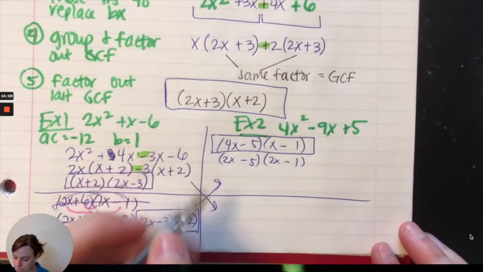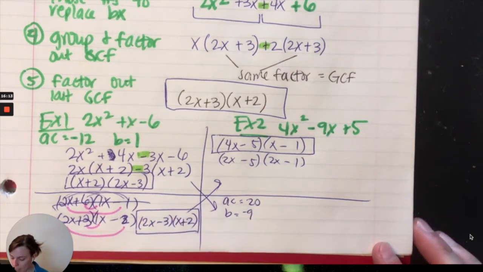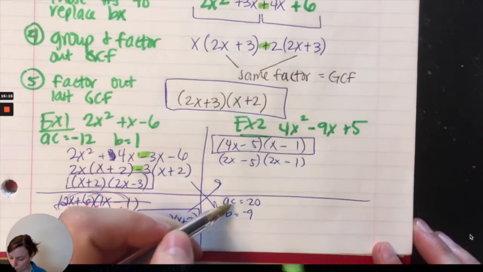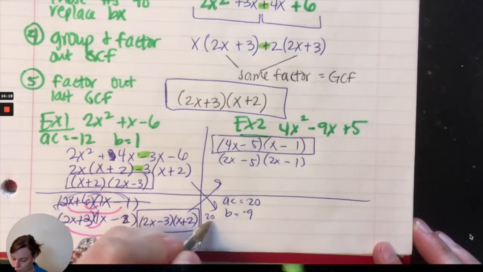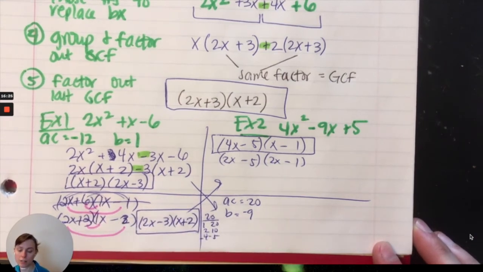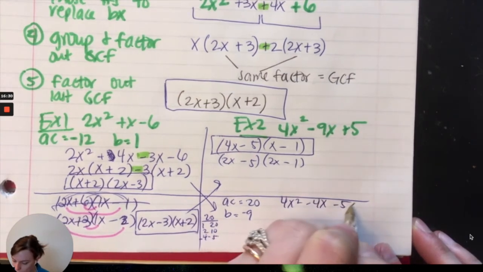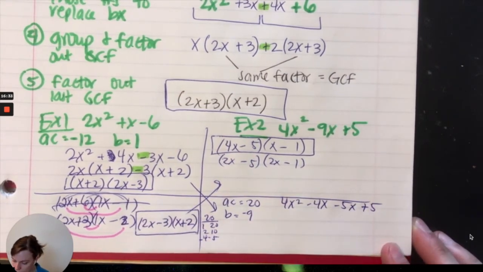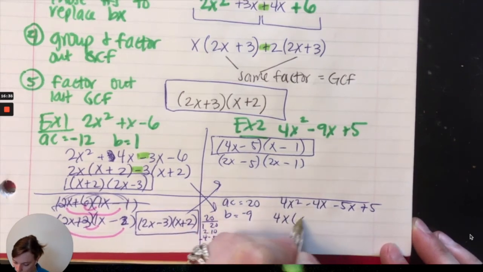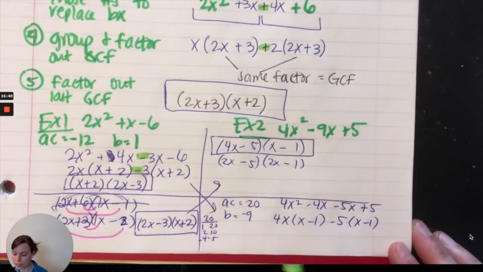If I did grouping, my AC would be 20, my B would be negative 9, and the two numbers that multiply to make 20 but add to make negative 9, so 20 is 1 and 20, 2 and 10, 4 and 5, I guess that's it. 4 and 5 make 9, but they have to both be negative. So I'm going to rewrite this as 4x squared minus 4x minus 5x plus 5. I'll have 4x, x minus 1, minus 5, x minus 1. Notice that if this was a positive 5, this would not have been a negative 1.